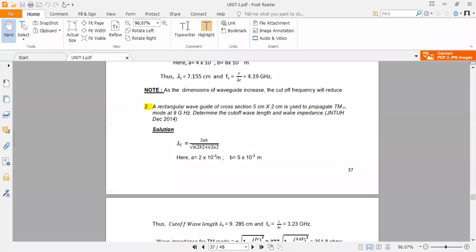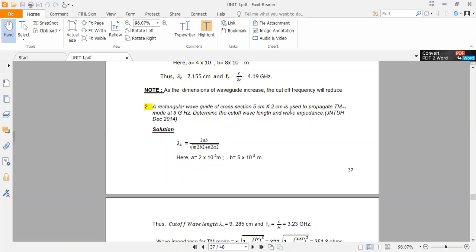5 centimeters, ma'am. B? 2 centimeters, ma'am. Because always the largest dimension you should consider as A and the smallest dimension should be B. Okay. So in which mode is it operating, as given?